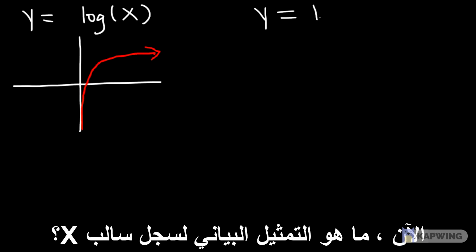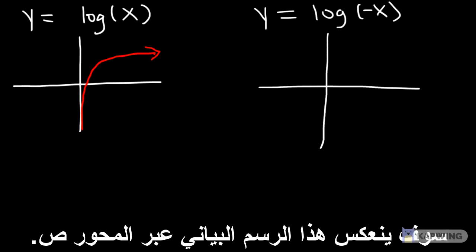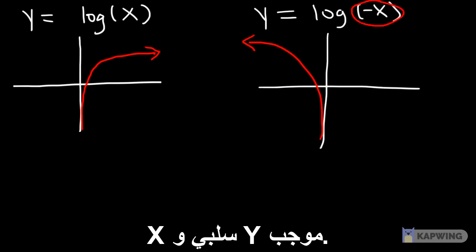Now what is the graph of log of negative x? This graph is going to reflect across the y-axis. So it's going to go towards quadrant 2. In quadrant 2, x is negative and y is positive.